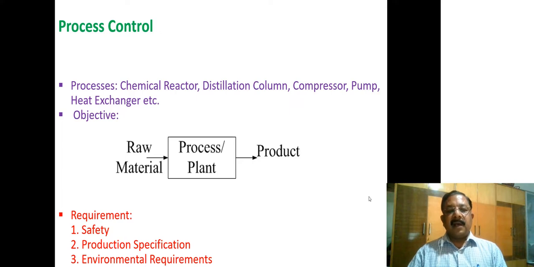There are certain requirements of process control. Process control is required for safety, production specification, environmental requirements, operational constraints, and economy.